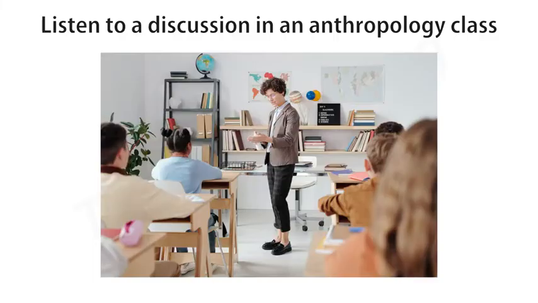Listen to a discussion in an anthropology class. So, I'd like to move on to a discussion of a group of people who vanished from the Earth around 30,000 years ago after having existed successfully for approximately 250,000 years. They're known as the Neanderthal people, named, by the way, after a place in Germany where their remains were first found in 1856.